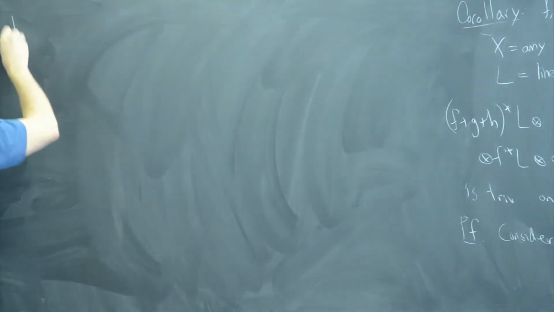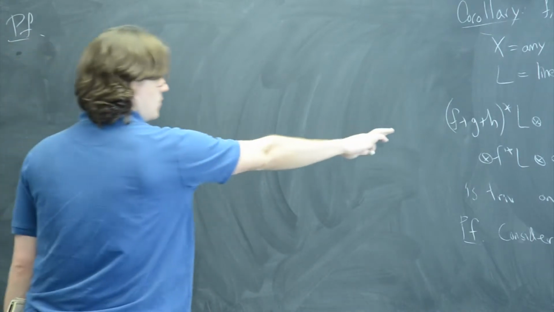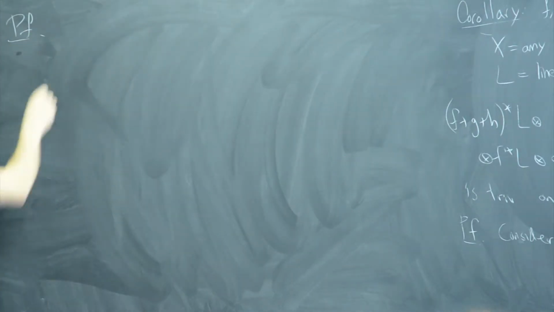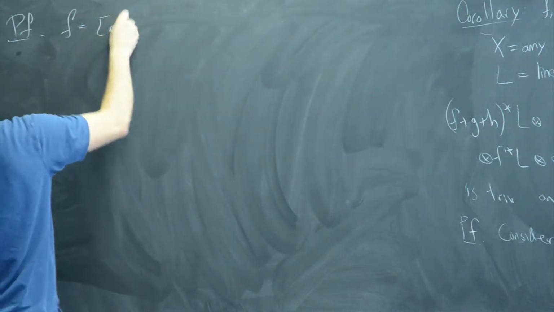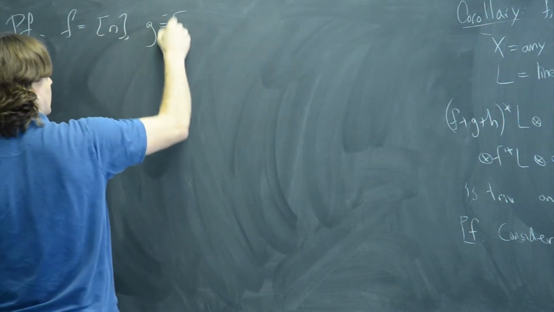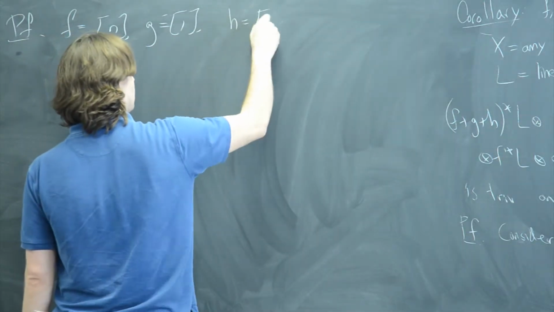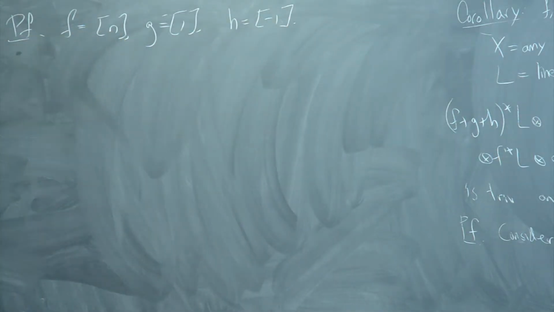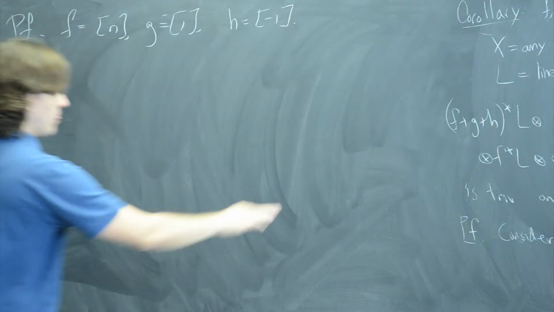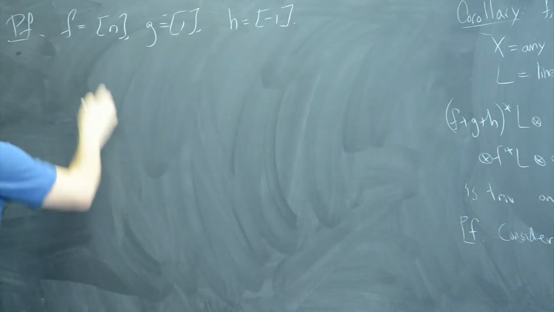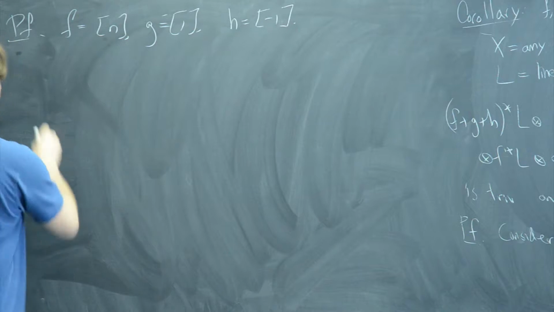So to prove this, we're going to apply this corollary over here. And we're going to take f to be multiplication by n, g to be multiplication by 1, meaning the identity map, and h to be multiplication by -1. So if we look at this expression and just write what it is, f plus g plus h is just n, because 1 plus -1 is 0.